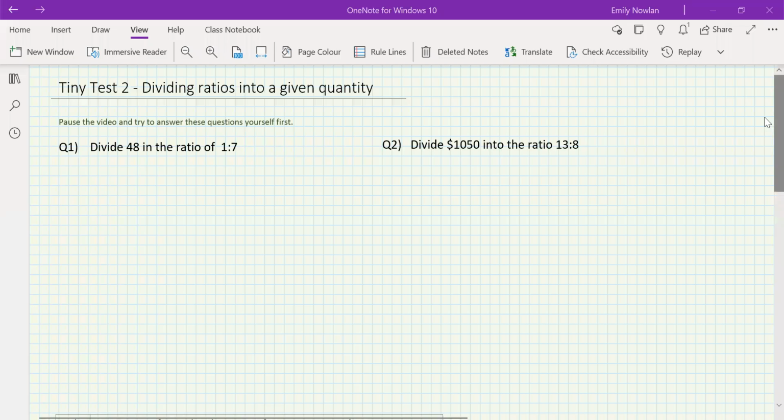Okay, everyone. Next, tiny test 2, dividing ratios into a given quantity. So again, pause the video and try these questions yourself first. Okay, we're going to do question 1. Divide 48 into the ratio 1 to 7.